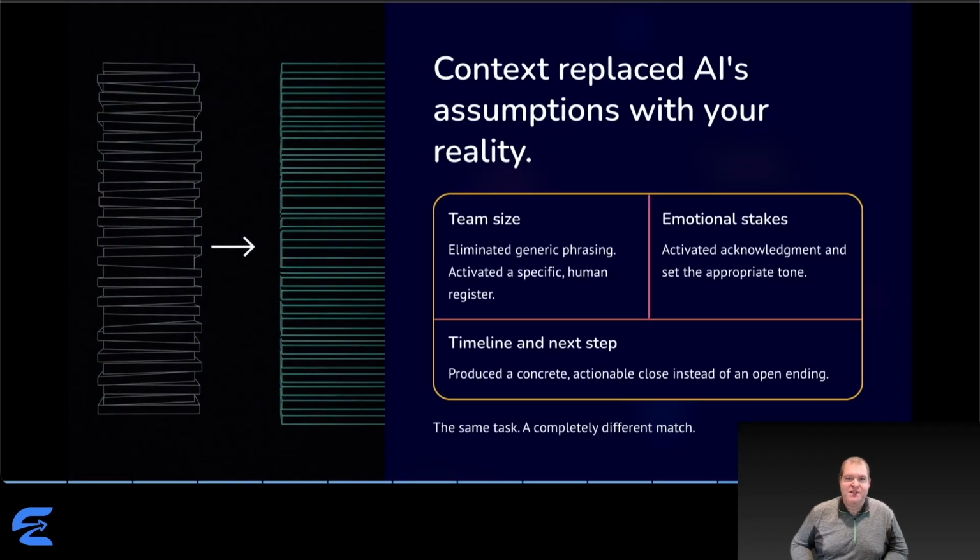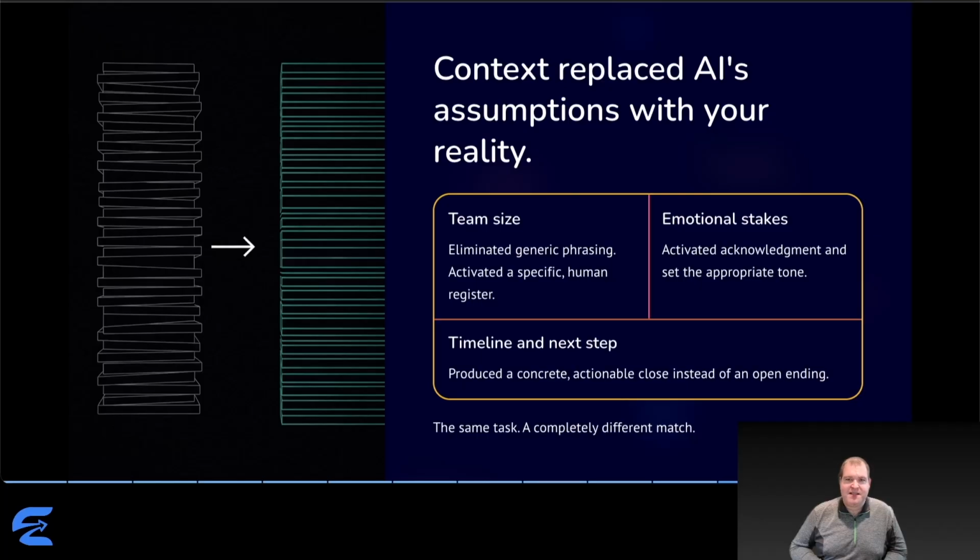Here's exactly what each piece of context did. Team size eliminated generic broadcast phrasing. When the model knows it's writing to 12 specific people, the language shifts from announcement mode to direct address. The register becomes human instead of corporate. Emotional stakes activated acknowledgement. I know this is a meaningful change, appeared in the output because the prompt made clear that this news would land with weight for some people. The model couldn't have written that line without knowing it.